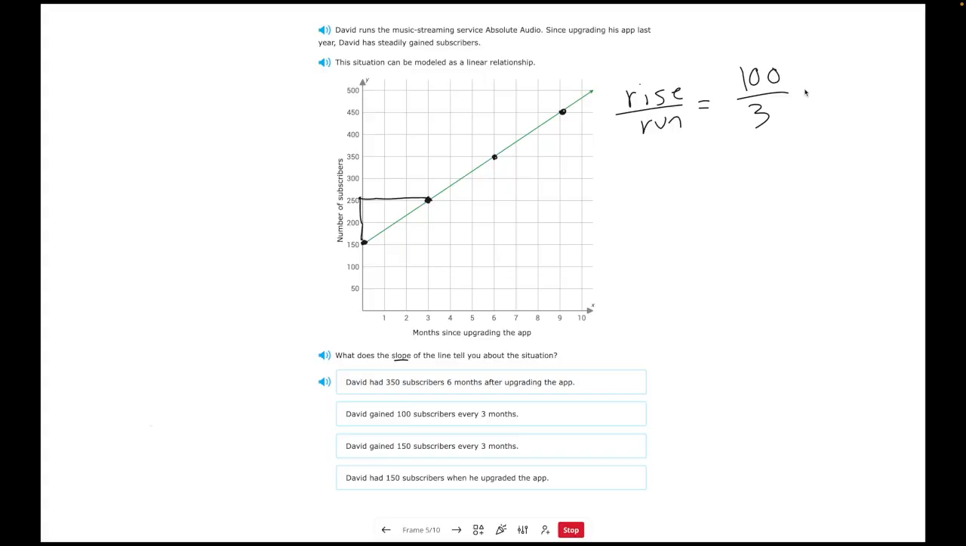Now it's really important here that we attach units to this. So this is 100 subscribers. I'm going to do subs for short. And this is 3 months. And now you can think of the fraction bar as the word per. So now let's put this into some words. This is 100 subs per 3 months. So the slope is telling him how many subs he's gaining every 3 months. And so that's this answer right here. He's gaining 100 new subscribers every 3 months.